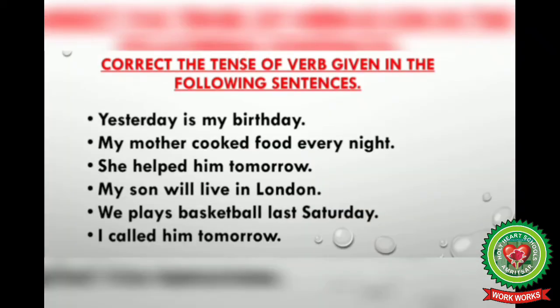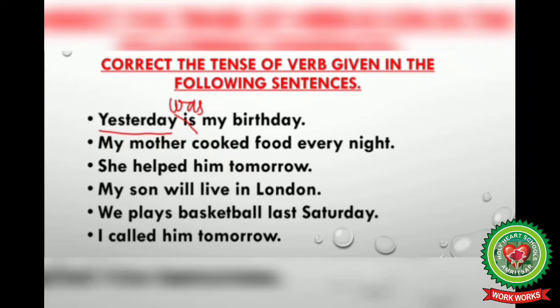Now moving on to our next exercise. Correct the tense of verb given in the following sentences. First, yesterday is my birthday. Yesterday in a sentence indicates that an action happened in the past. So we should use past form of verb. So instead of is, there will be was. So the answer is yesterday was my birthday.